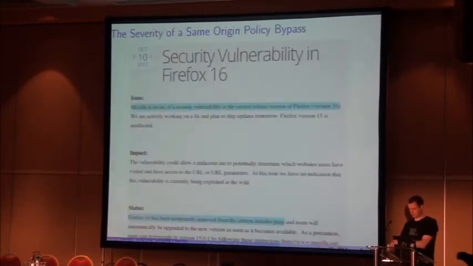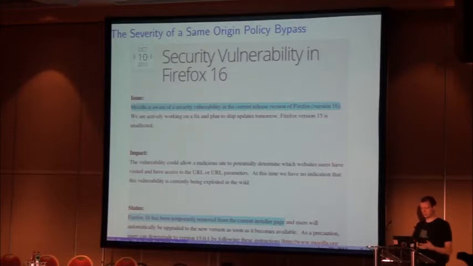Well, and if the Same-origin policy goes wrong, it can go severely wrong. Last fall, Firefox 16 was released, and after a week it was pulled from the website, and they said, basically, I'm going to quote what's highlighted here: Mozilla is aware of a security vulnerability in the current release of Firefox version 16. And further down the line, it says, Firefox 16 has been temporarily removed from the installer page. As a precaution, users can downgrade to version 15.